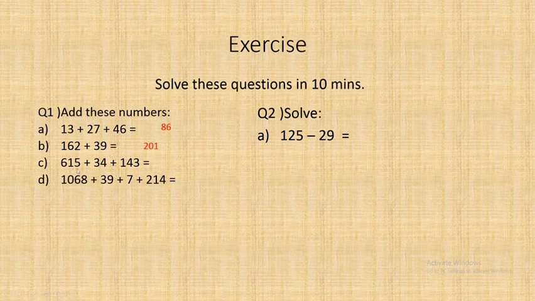Okay, this 2 is 792. It's going to be with the same method. And the last one is going to be with the same method, which is 1328. Okay, here it's 125 minus 29. You can make it with the column method, and the answer is going to be 96.